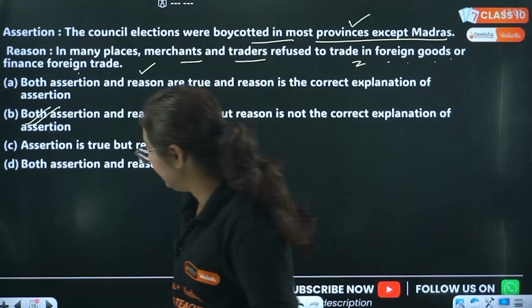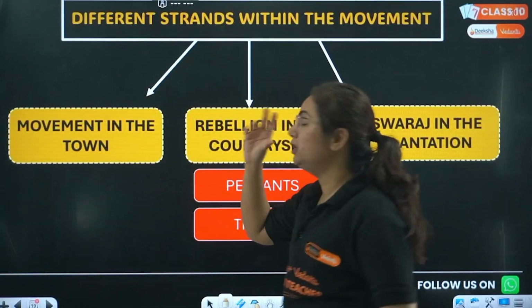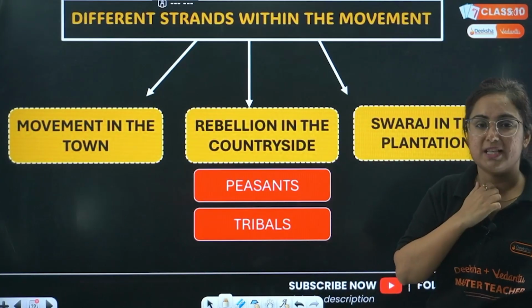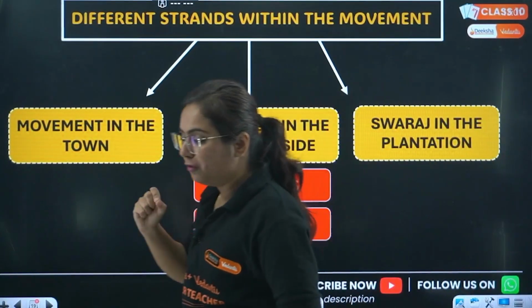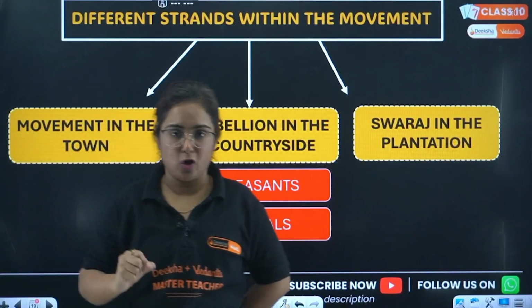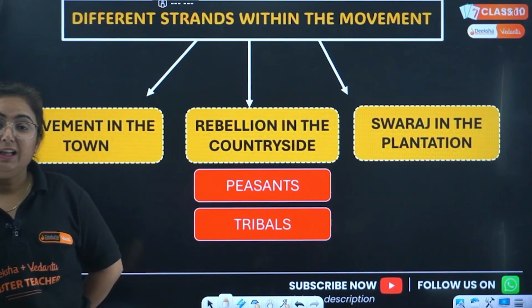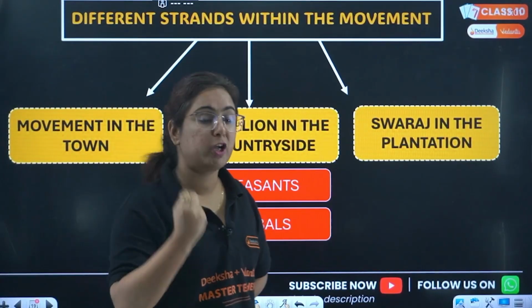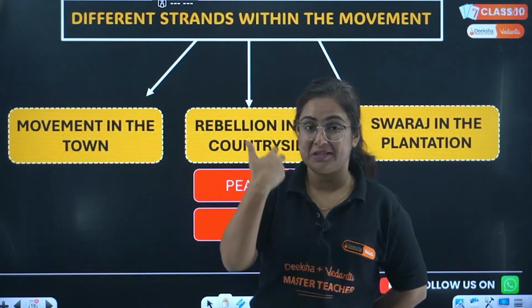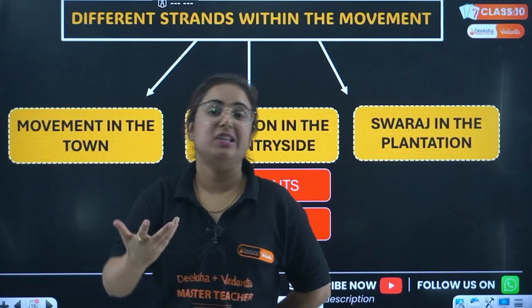Okay, clear? Great. Now, coming towards the non-cooperation movement. See, the non-cooperation movement was started by the Indian National Congress, idealized by Mahatma Gandhi on the basis of boycott: the boycott of foreign goods, foreign services, and foreign institutions.